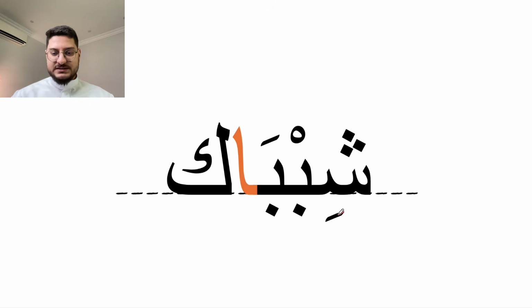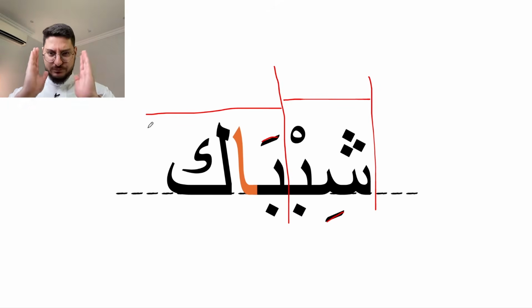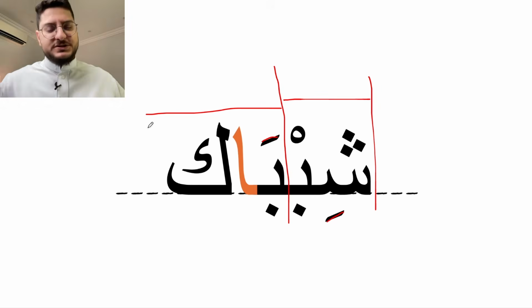So I see a kasra in here. That means I will start a syllable before this kasra. I see a fatha in here, which means I will start a syllable before this fatha. Now, let's read the first syllable. I see she, and I see a ba with no vowels, so this is shib, and then back. Shib, back.